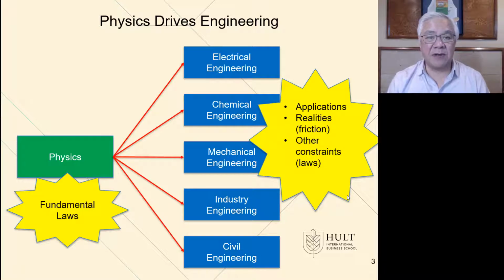And it has other constraints like laws. In civil engineering, there's a lot of building laws and codes that have nothing to do with physics. So engineers have to be well versed not only in what is the fundamental theory of physics, but all these other realities that go into making something real.